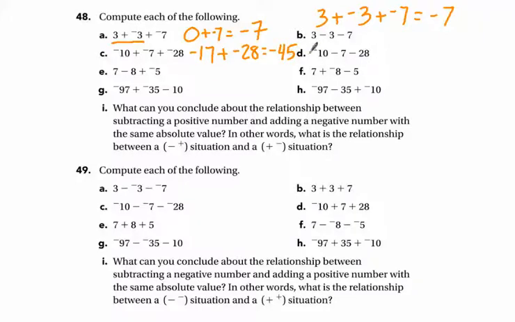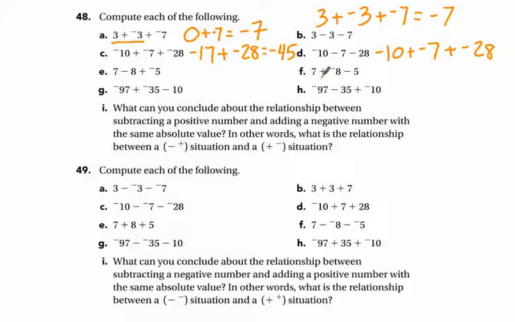Here, I want to rewrite this so it's all in addition problems like I did before. Negative 10 plus negative 7 plus negative 28. Now, this is the exact same problem that I had over here.